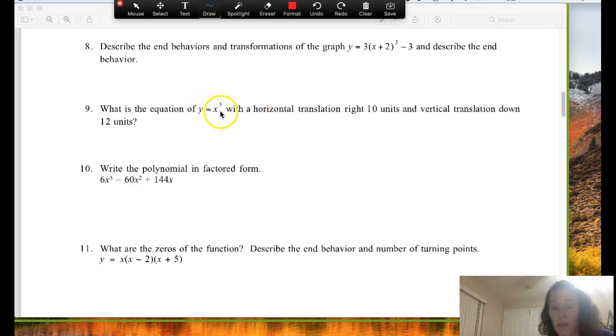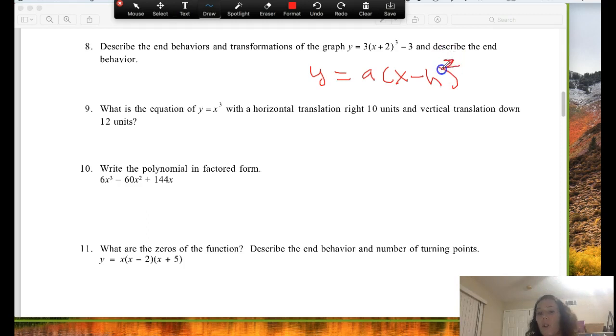Okay, what's the equation? Y equals x cubed. It has a horizontal translation, right 10, and a vertical translation, down 12. Now remember, we wrote this one out. Y equals a times x minus h squared, or cubed, it's cubed here, plus k. This is my left, right, my horizontal. This is my up, down. So this is my opposite one.